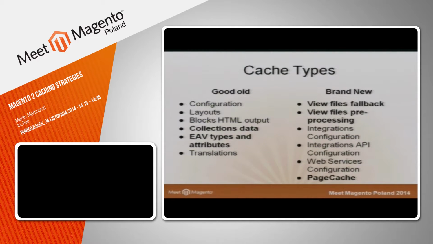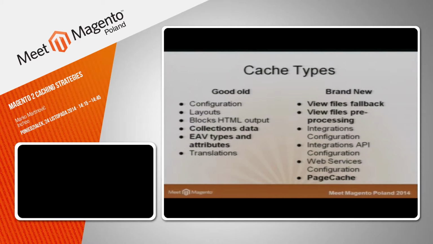Now cache types. These are the cache types you will encounter after you open the cache section in Magento 2 admin. Cache types which are relevant for this overview are outlined with bold fonts. So we have collections data cache, EAV types and attributes, view files fallback, view files preprocessing, and last but not least important, PageCache. These other types are either unchanged when compared to Magento 1, or they simply cache XML. That makes them less interesting for this kind of overview.